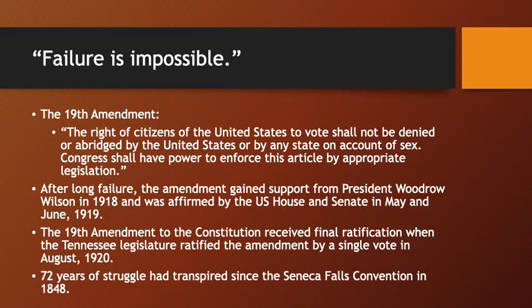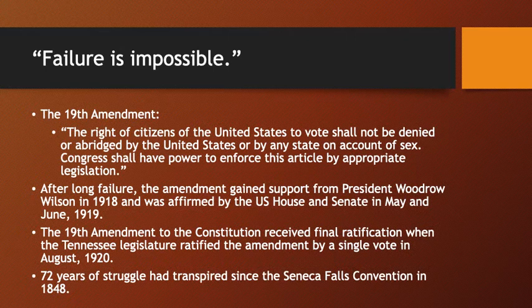And the strategy to have an amendment guaranteeing women's right to vote in the United States was undertaken within a few years of the defeat of Susan B. Anthony in court. Here is the 19th Amendment. It's a very short amendment. The right of citizens of the United States to vote shall not be denied or abridged by the United States or by any state on account of sex. Congress shall have power to enforce this article by appropriate legislation.